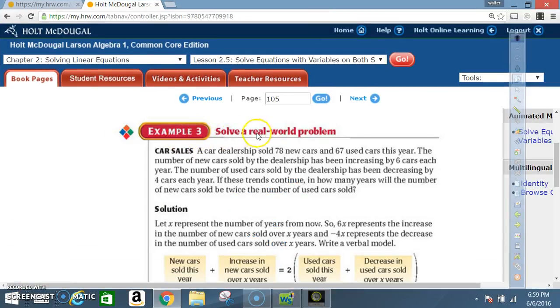Example 3, solve a real-world problem. Car sales. A car dealership sold 78 new cars and 67 used cars this year. The number of new cars sold by the dealership has been increasing by 6 cars each year. The number of used cars sold by the dealership has been decreasing by 4 cars each year. If these trends continue, in how many years will the number of new cars sold be twice the number of used cars sold?